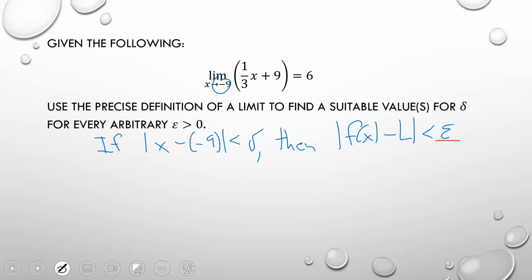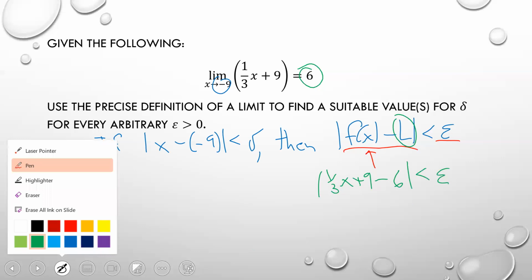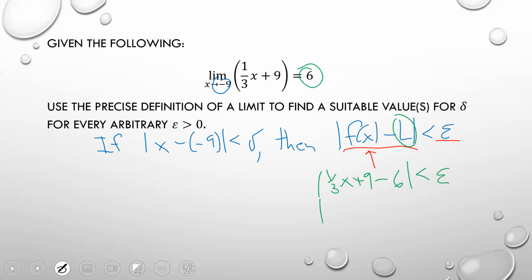Now, again, we don't know what epsilon is in this case, but we're just going to leave it as epsilon there. And just like with the last one, I'm going to fill in these values here. So for f of x, our formula is 1/3 x plus 9, minus our value for L, which is our limit, which is 6, and we're going to say that's less than epsilon. And then we can go ahead and simplify again. Within the absolute value, we have 1/3 x, the +9, the -6, that'll give us a +3, less than epsilon.